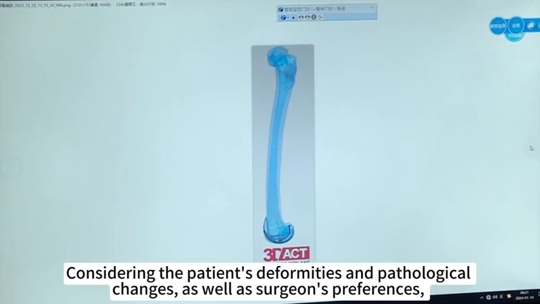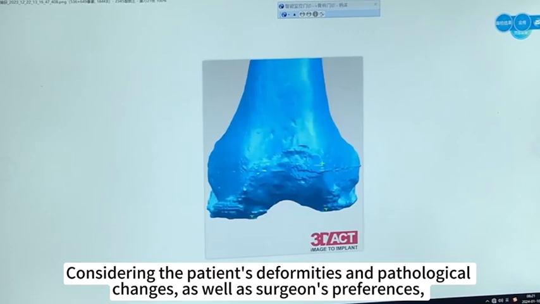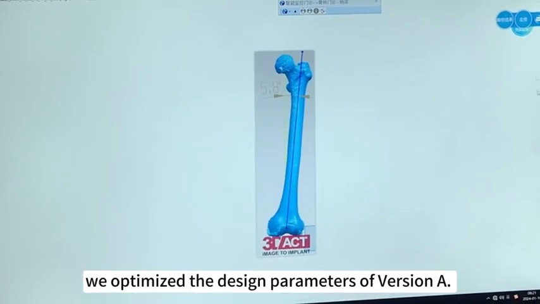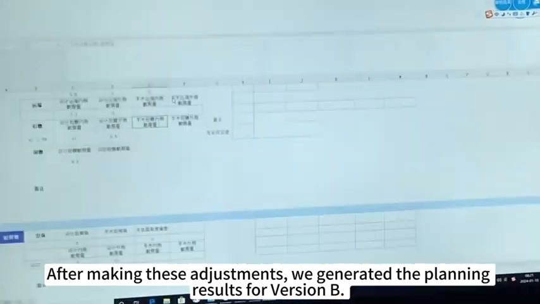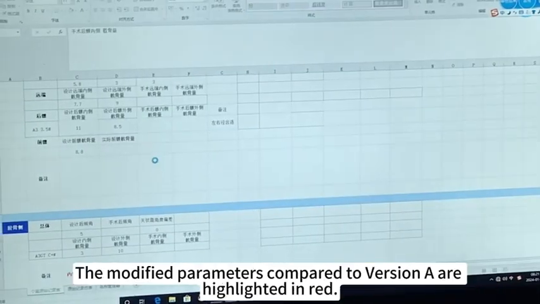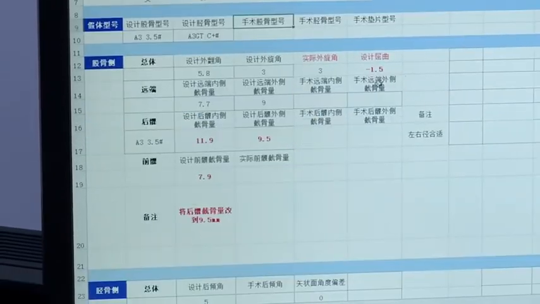Considering the patient's deformities and pathological changes, as well as the surgeon's preferences, we optimized the design parameters of version A. After making these adjustments, we generated the planning results for version B. The modified parameters compared to version A are highlighted in red.